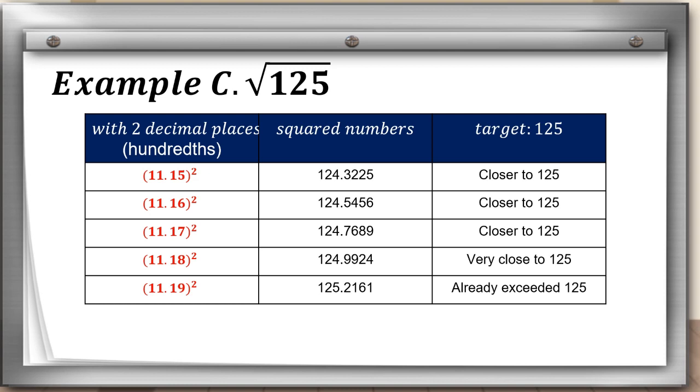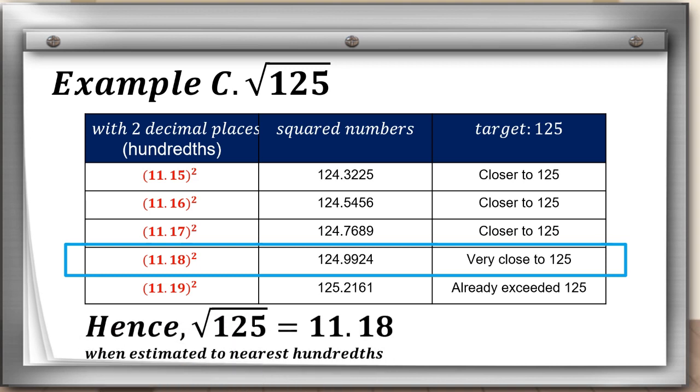Notice that 125 is closer to 124.9924 compared to 125.2161. Meanwhile, 124.9924 is the square of 11.18. Hence, square root of 125 is 11.18 when estimated to nearest hundreds.